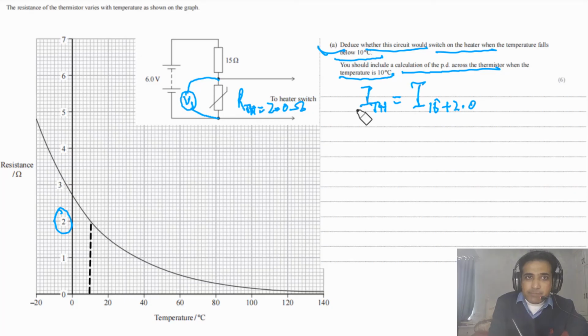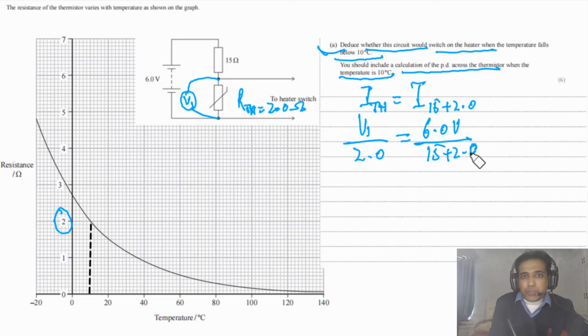As the current is the same, we can say the PD across the thermistor, V1, divided by the resistance of the thermistor, 2.0, is equal to the total PD across this one and this one, which is 6.0 volts, divided by the total resistance of these two resistors in series, 15 plus 2.0. From here we can find the value of V1. V1 in this case will be equal to 0.706 volts. As this value is greater than 0.70, it simply means that the heater will be on.